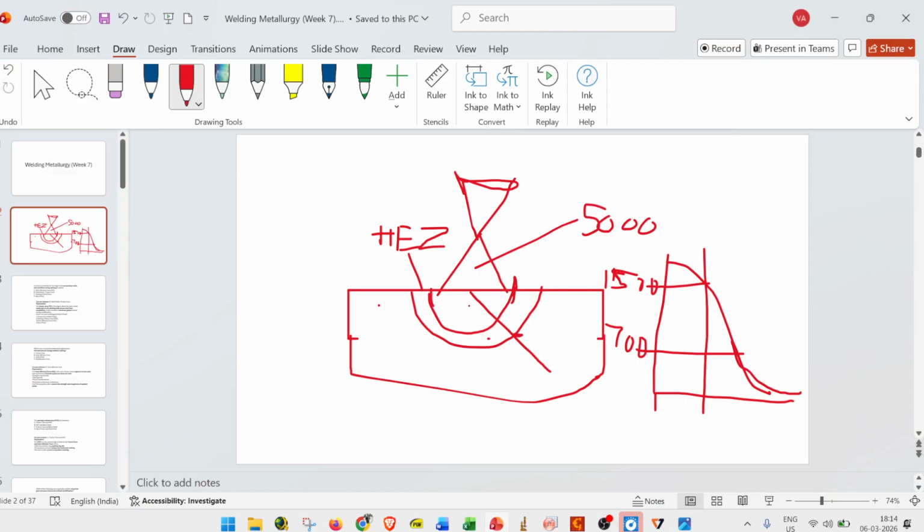Above this point, every element, every iron element, will be in a molten state once we cross the solidus line. In the heat affected zone, the material is not melted, but because it is above the recrystallization temperature and below the liquid state temperature, the microstructure will change significantly compared to the base material. Okay, after this point there is no change in the microstructure.